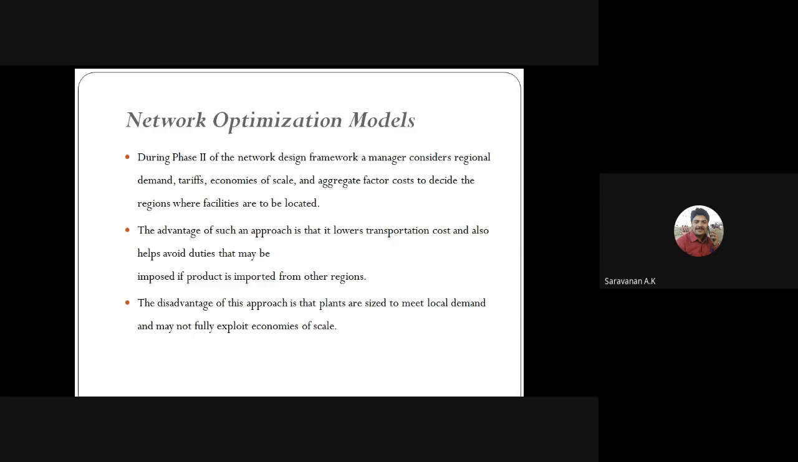Great. Fine. So the advantage of this type of approach: if we are placing the facility nearby the customers, right?